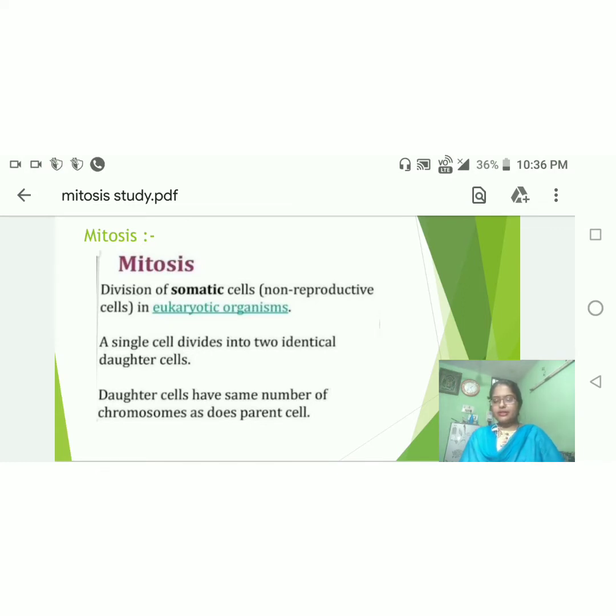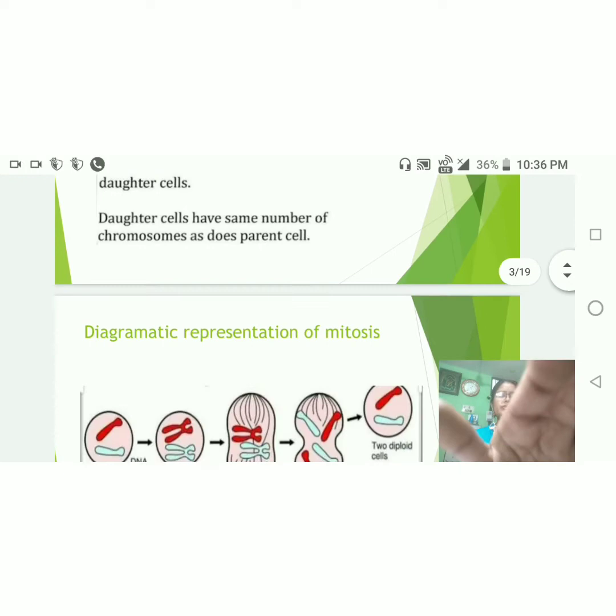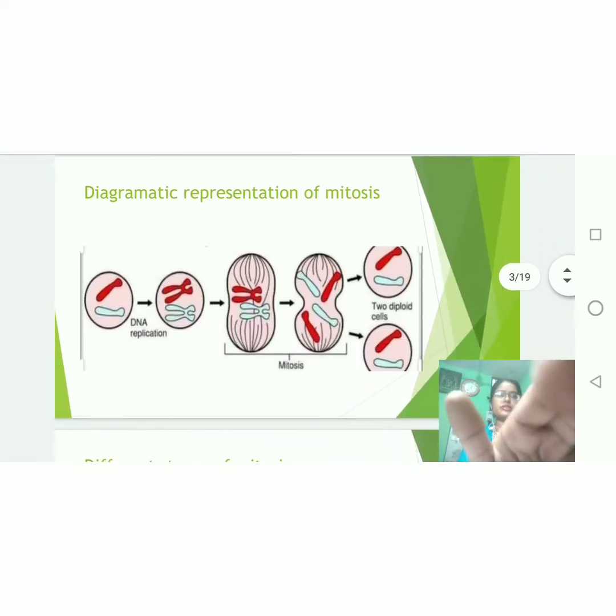Mitosis occurs in all somatic and vegetative cells. The number of chromosomes remains the same in the daughter cells. Two daughter cells are produced as a result of mitosis. The daughter cells are similar to the parent cell, and the process is of short duration. Here we can see the diagrammatic representation of mitosis.